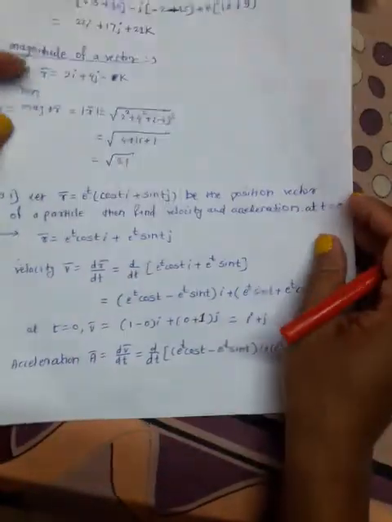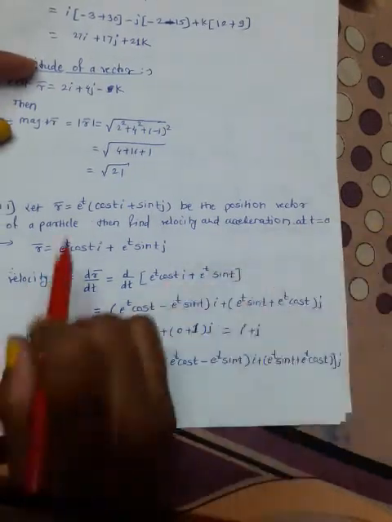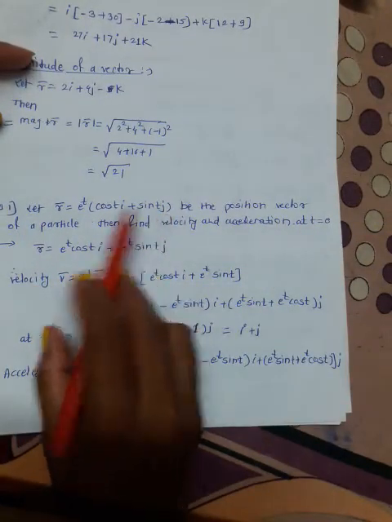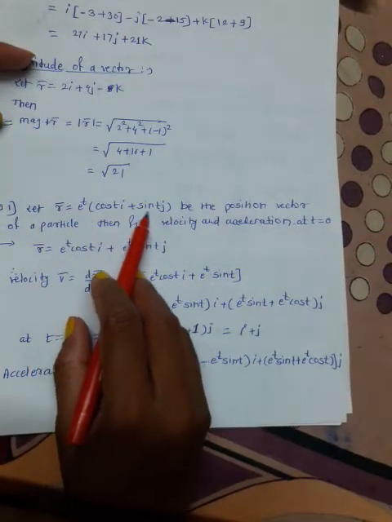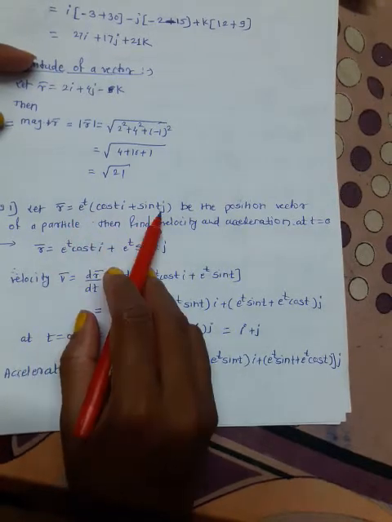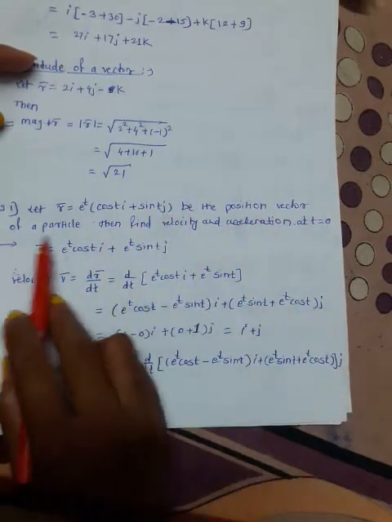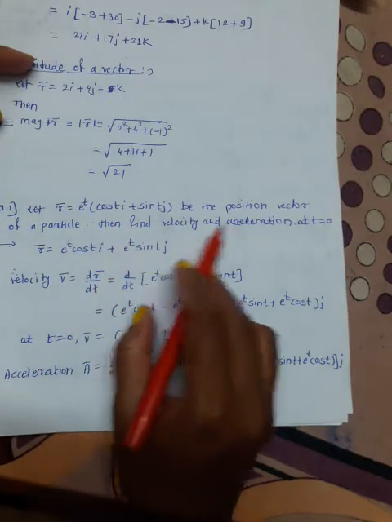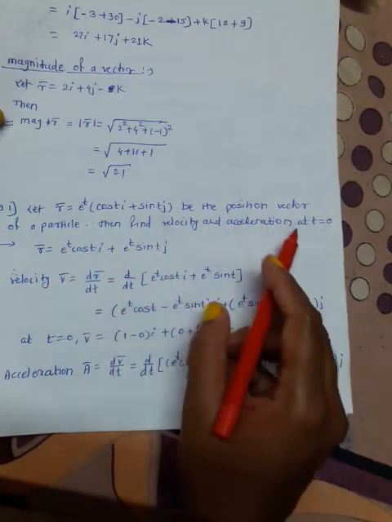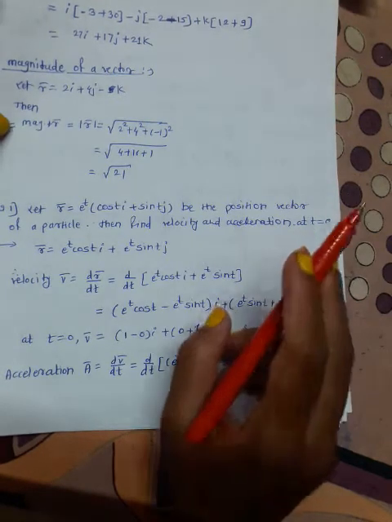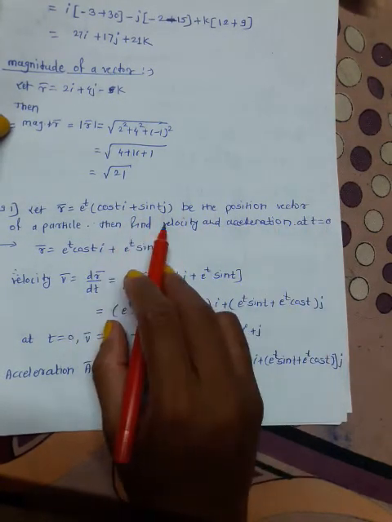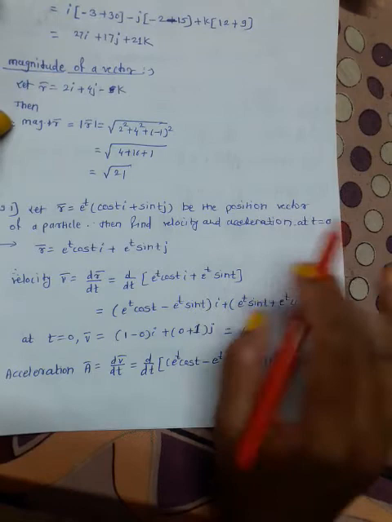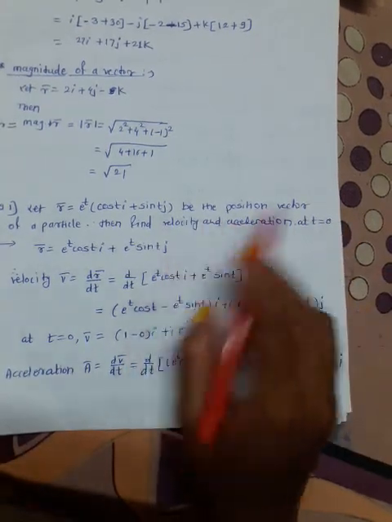Now let us start with a simple example first. Let R bar be a position vector given by e raised to t cos t i plus e raised to t sin t j, the position vector of a particle. Then we have to find the velocity and acceleration at time t equal to 0. That means after finding the velocity, by definition we have to put t equal to 0 in the answer. Okay, let us start with the definition first.